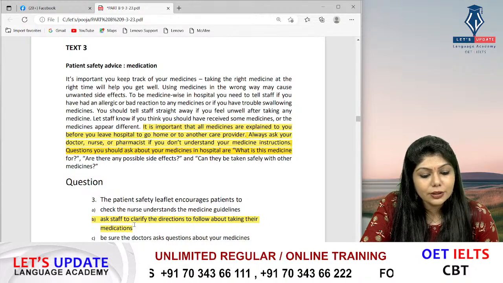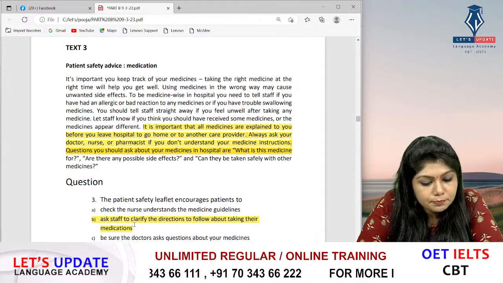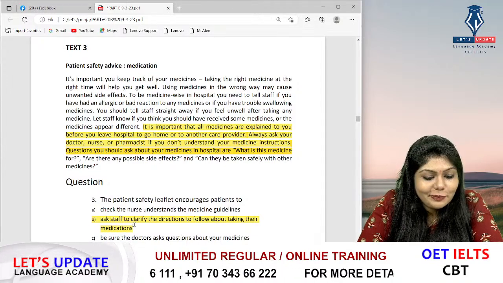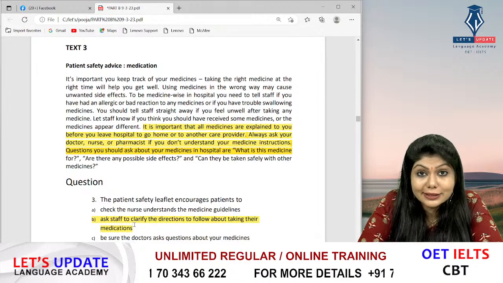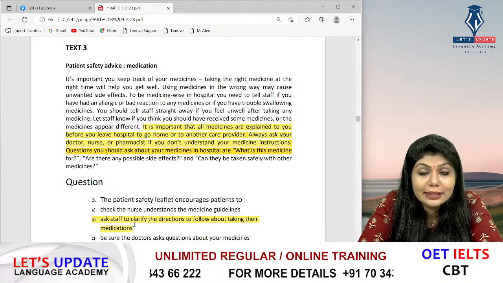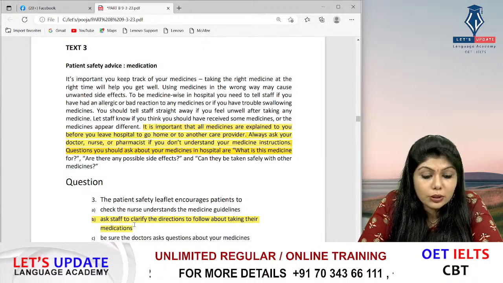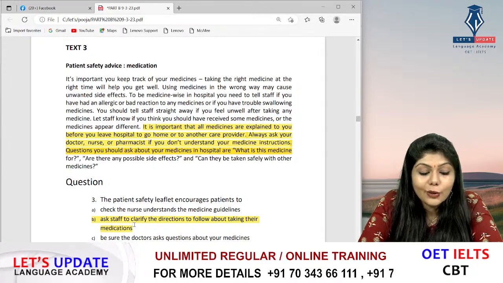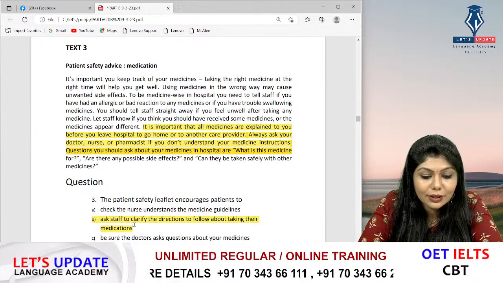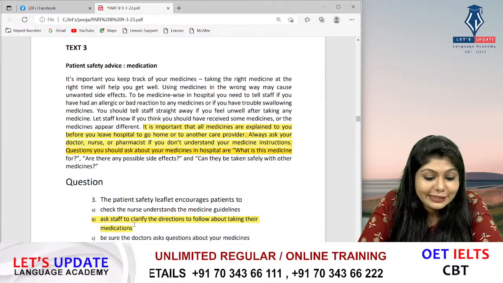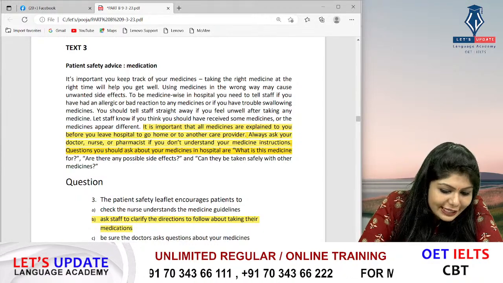And what about C? Be sure the doctors ask questions about your medicines. Definitely, you need not make sure that the doctors ask questions about your medicines. It's you who have to ask and clear these and get definite instructions based on your medication, how to have them and dosage and all that. So you need to ask them and you need to get the information. It's not about the nurse or the doctor needing to ask questions or understand the medicine guidelines. So that's why it's not A and C, and it's B.